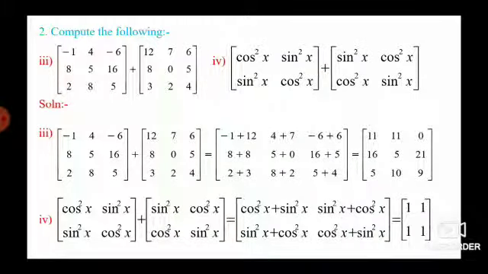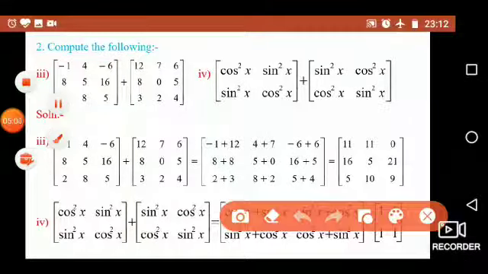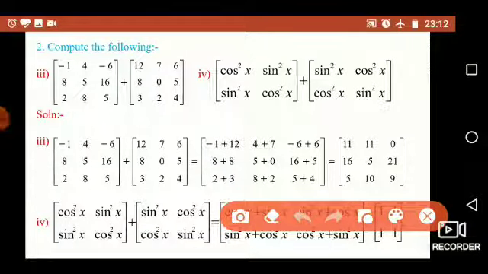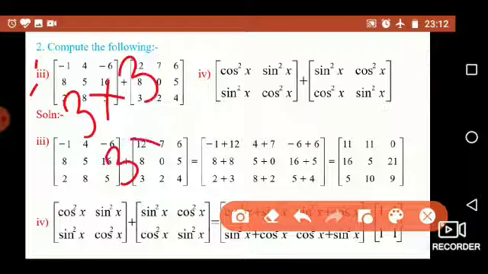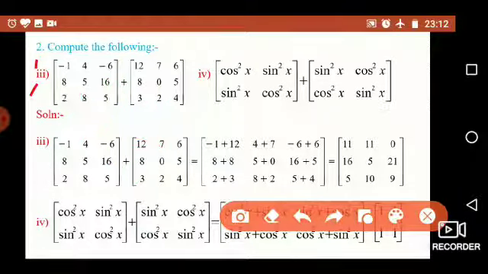Second example from the same exercise. Compute the following. You have to simplify the following matrices. Here the question number 2, sub question 3, we have to find the addition of two matrices. Since both the matrices are of order 3 cross 3, we are supposed to add both the matrices. Let me take the addition.